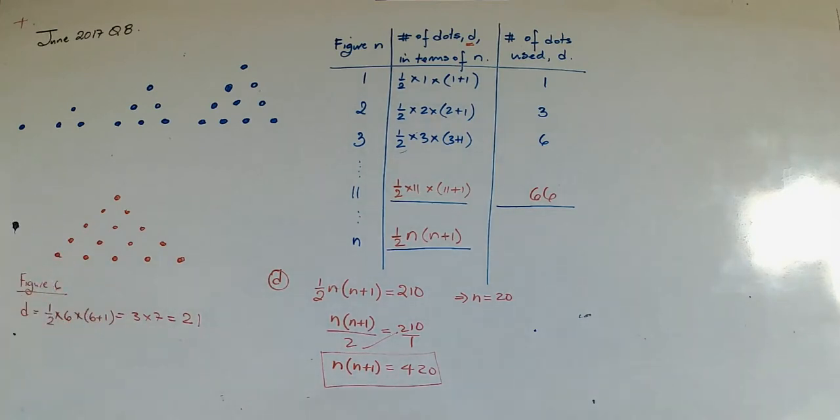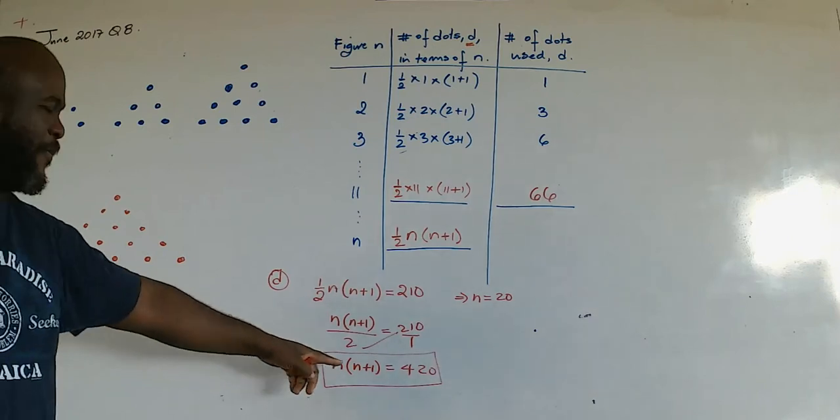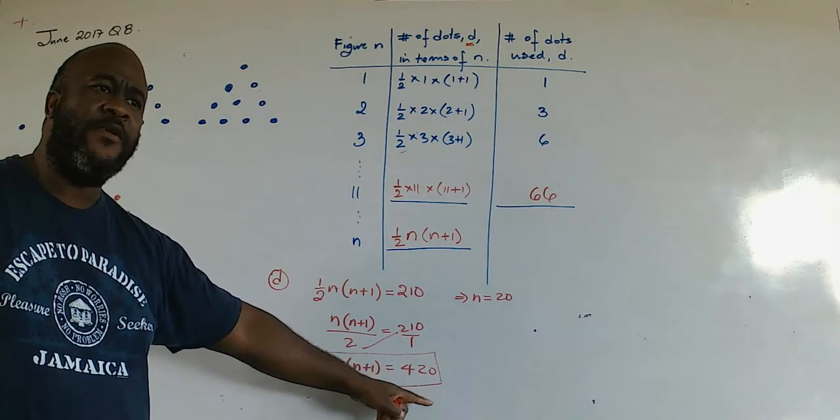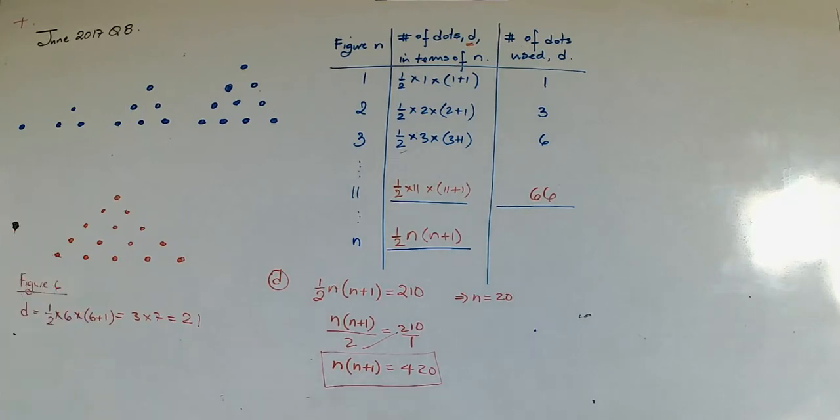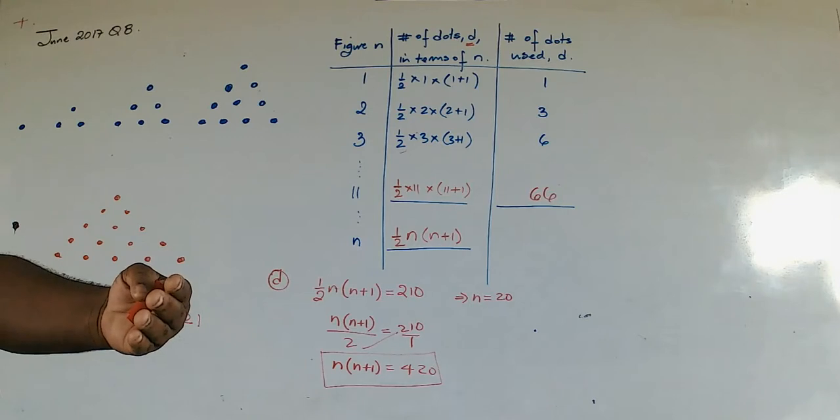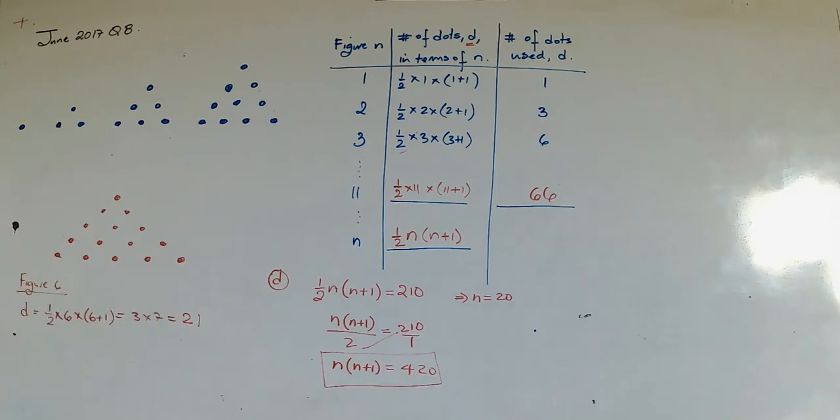400, which is near to what? 420, don't it? Then I say, all right, well, what is 20 times what? So 20 times 20 is what? 400. But I want two consecutive numbers that when I multiply them together, I get 420. So let me just try 20 and 21. Aren't those two consecutive numbers? Yes. When I multiply them together, what do I get? 420. So n must be 20.